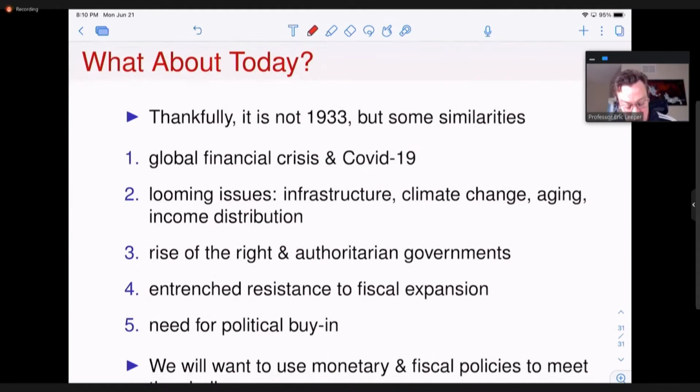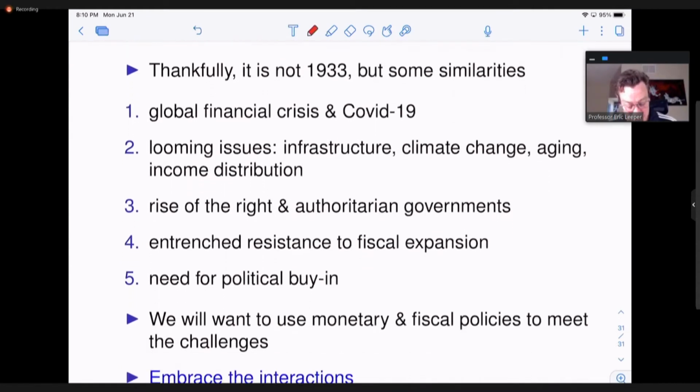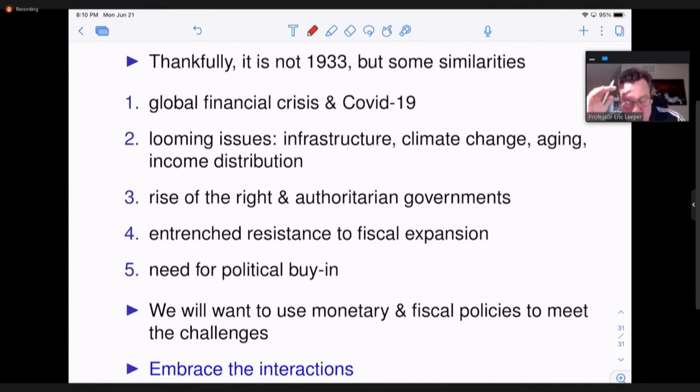So I'll end by talking about today. Thankfully, it's not 1933, but we do see some similarities between what Roosevelt was facing and what our economies have been facing since about 2008. We've had two major shocks. We also have these looming issues: infrastructure needs, we're dealing with climate change, all of our populations are aging, and income distribution is getting more and more skewed.